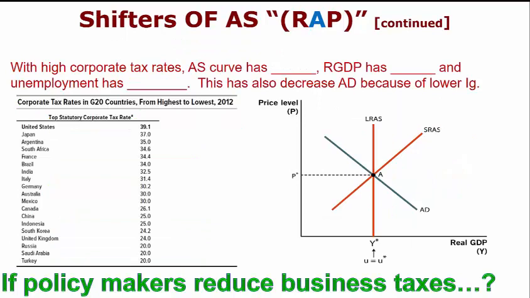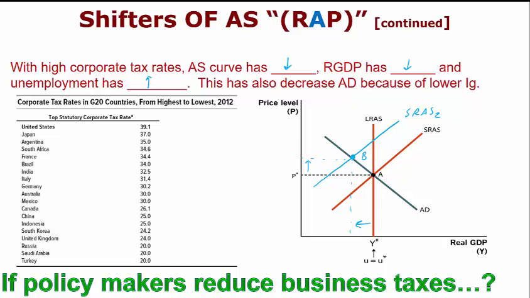Cool. The reality in the US is that we actually have very high corporate tax rates, and as a result the AS curve has decreased. And when we decrease the AS curve, we shift it left. We have a new equilibrium at point B. That equilibrium looks like there is a higher price level with less output. So GDP has decreased. Unemployment has gone up. So this is like the worst case scenario.